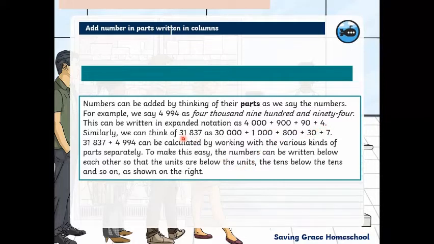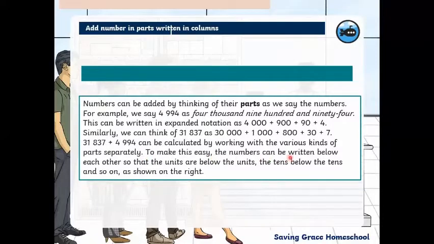Similarly, we can think of 31,837 as 30,000 plus 1,000 plus 800 plus 30 plus 7. That's 31,837. So if we add those together, 31,837 plus 4,994, these can be calculated by working with the various kinds of parts separately. So you can work with the ten thousands, the thousands, the hundreds, the tens, and the units.